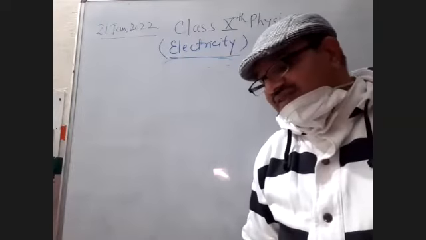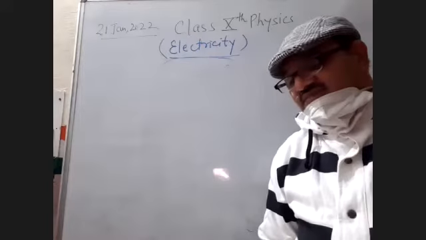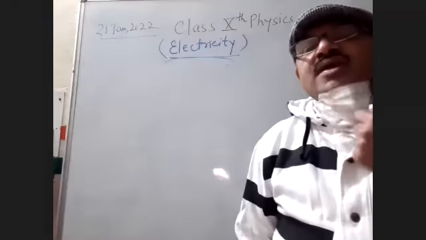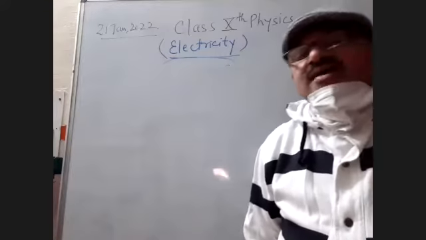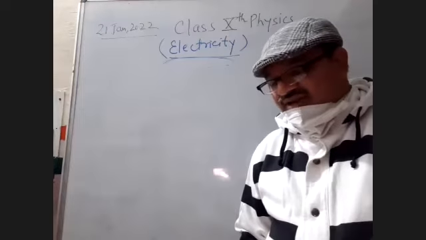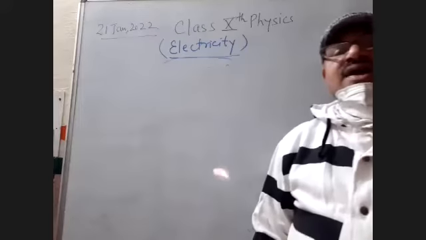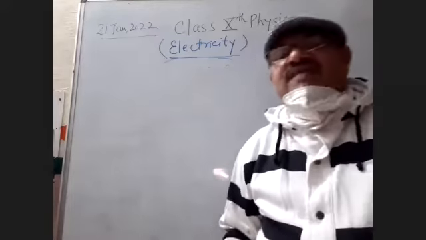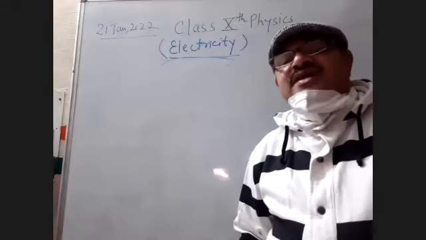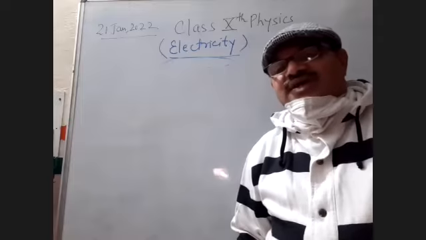Clear? Then he has given the third appliance also. It is a water filter of resistance 500 ohm, because these are different appliances. The toaster, the water filter and the electric lamp all have different resistance values. Clear? They are connected in parallel. All these three appliances are connected in parallel.